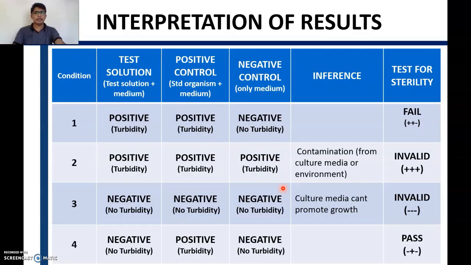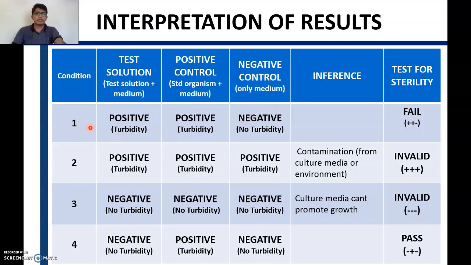So now, how will we interpret the result of sterility testing? This is very important because we will get 4 conditions depending upon the results of the test solution, which contains the test sample plus medium, a positive control, which contains a standard microorganism added to the medium prepared for the sterility testing, and a negative control, a blank culture medium which does not contain any microorganism or any test solution.